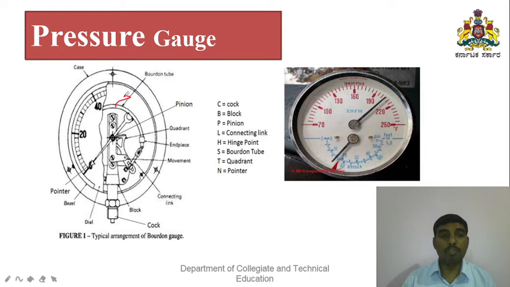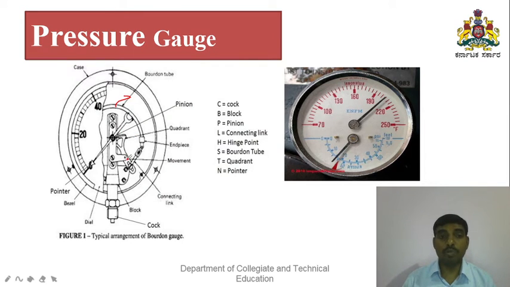So this Bourdon tube will deflect. Due to the deflection, this pointer will move in a circular path. The more pressure that comes, the more the Bourdon tube will elongate, and based upon that elongation, the pointer will be moved. So based upon the pointer position, we can measure how much pressure there is inside the boiler tube.